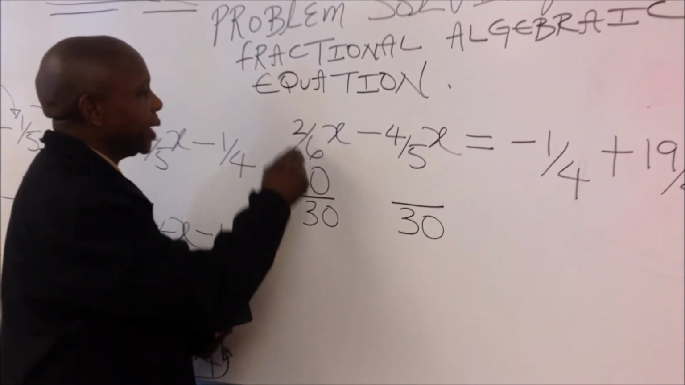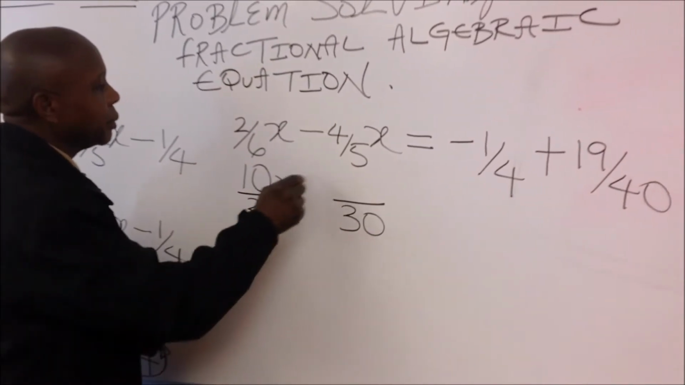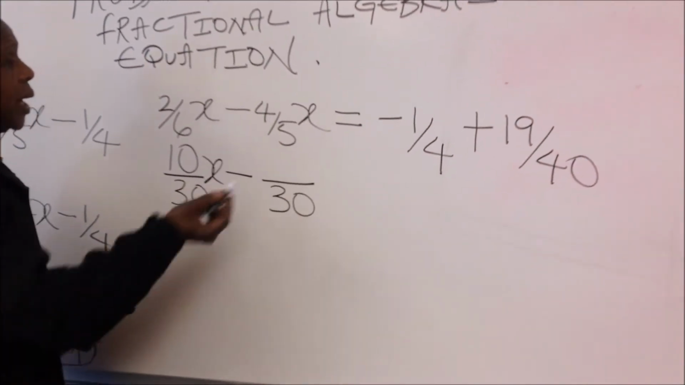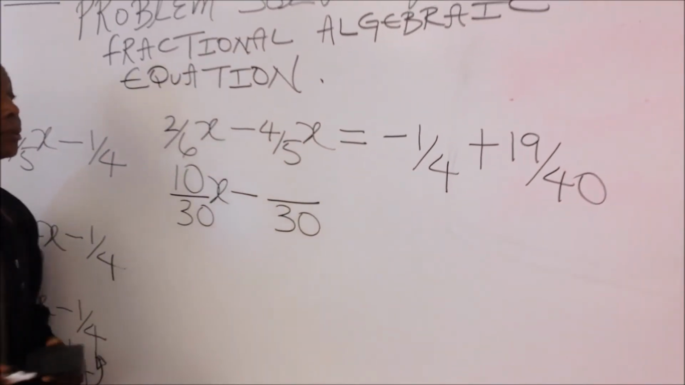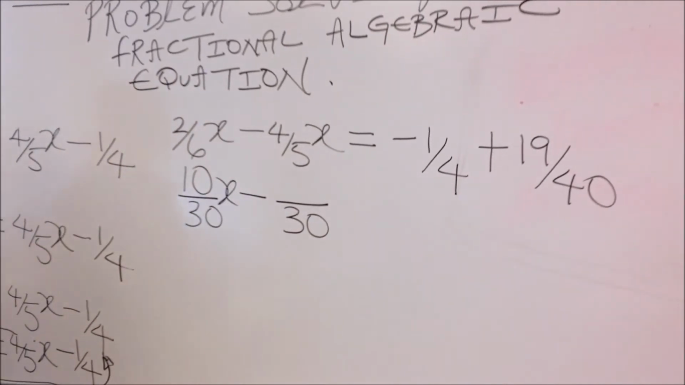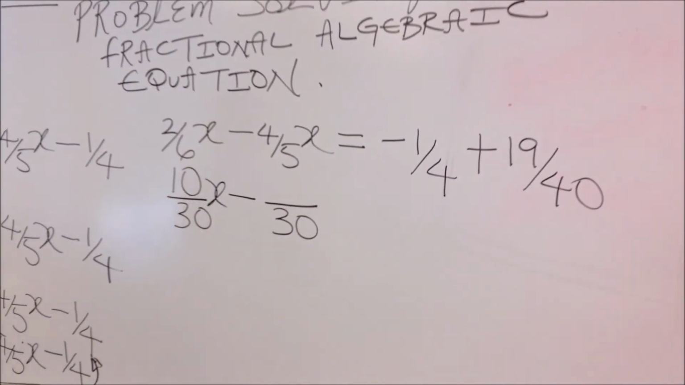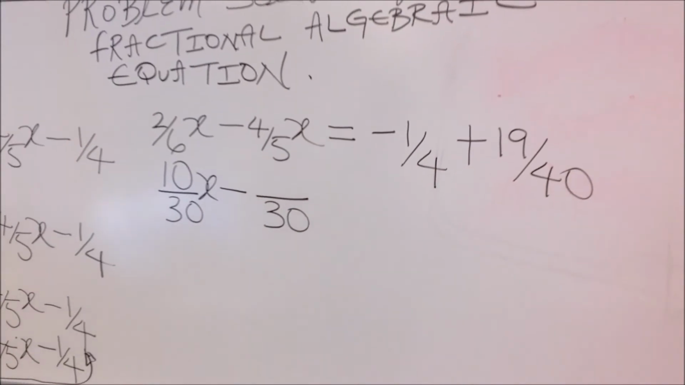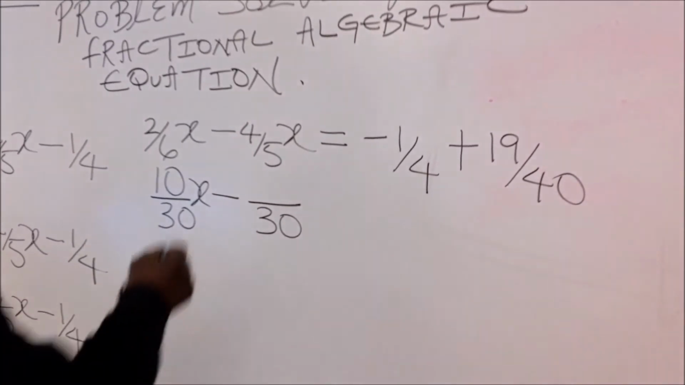So make sure we understand this. 5 times 2 is 10, and then we have our x here. Don't forget the negative sign here. How many times will 5 go into 30? Anybody? How many times will 5 go into 30? 6. 6 times 4 is what?